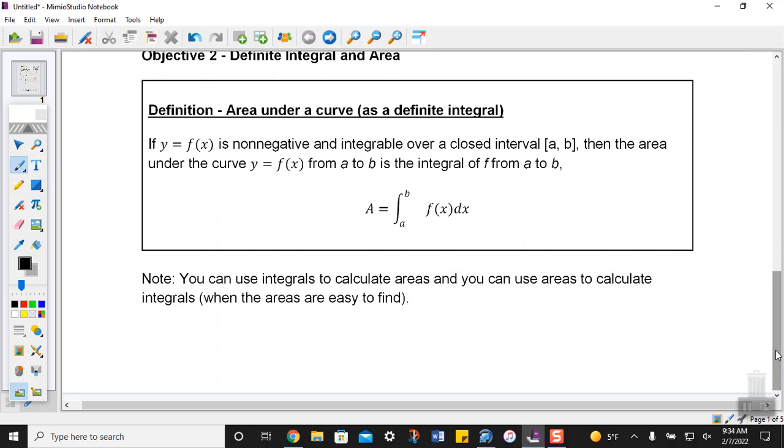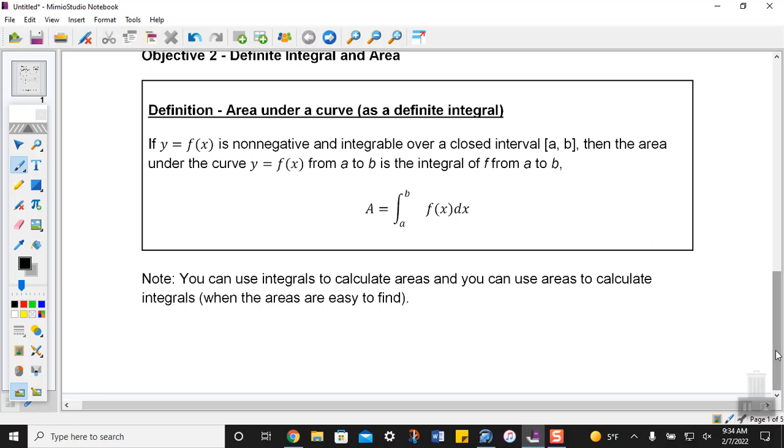So right here, it says if y equals f of x is what? Non-negative. Non-negative, and this is a weird word, integrable, over a closed interval a and b, then the area under the curve y equals f of x from a to b is the integral of f from a to b.